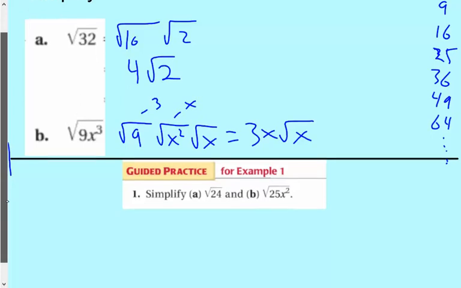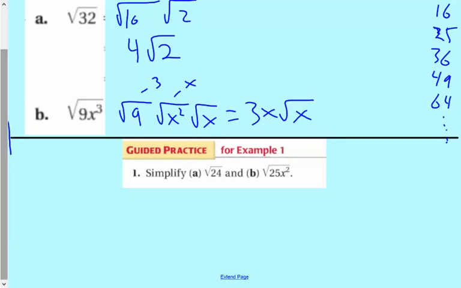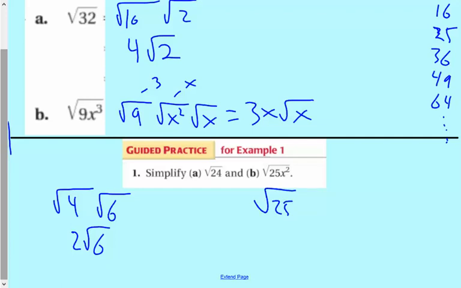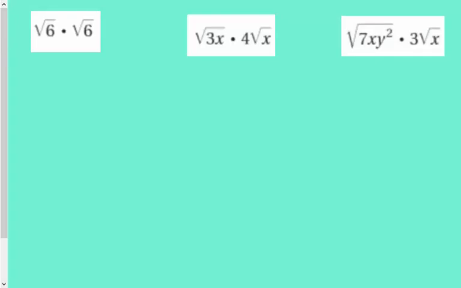So here are a couple more examples. 24: 4 divides out, 4 is a perfect square, so I'd break up 24 into 4 times 6. So that'd be 2 root 6. And then the square root of 25 x squared actually breaks up really nicely: 5, and then x. So there's a couple examples for you guys.